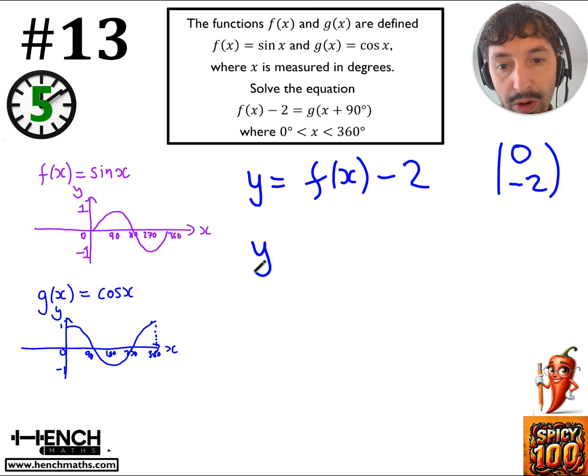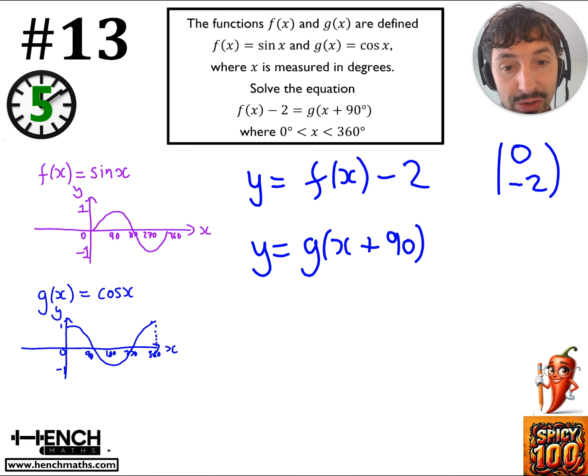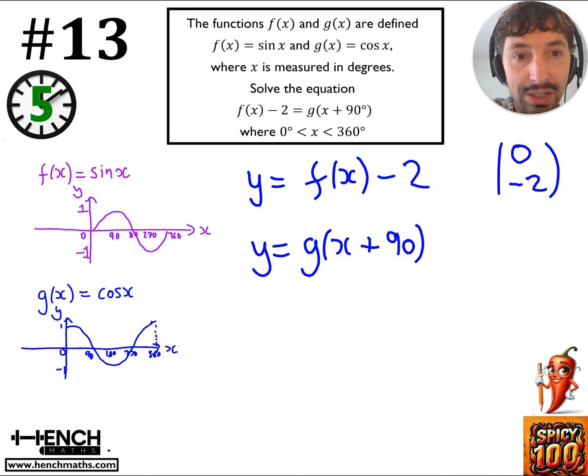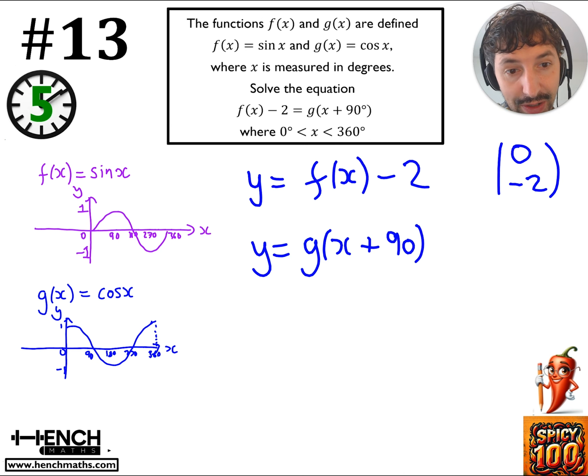So if we consider y equals g of x plus 90, now this as a transformation is in our bracket. So when it's inside the bracket, g of x plus 90, this actually is a transformation in the x direction. And we actually have to apply the inverse. We have to do the opposite of what it looks like it says. So instead of moving it 90 in the positive direction, we actually move it 90 in the negative x direction. As a translation, we're going to move it negative 90 in the x direction.